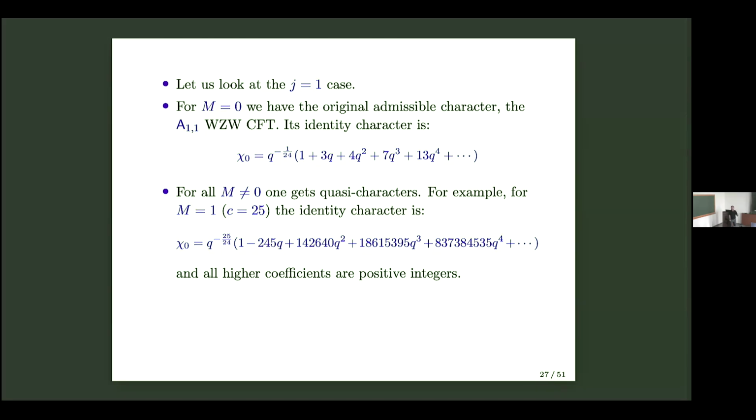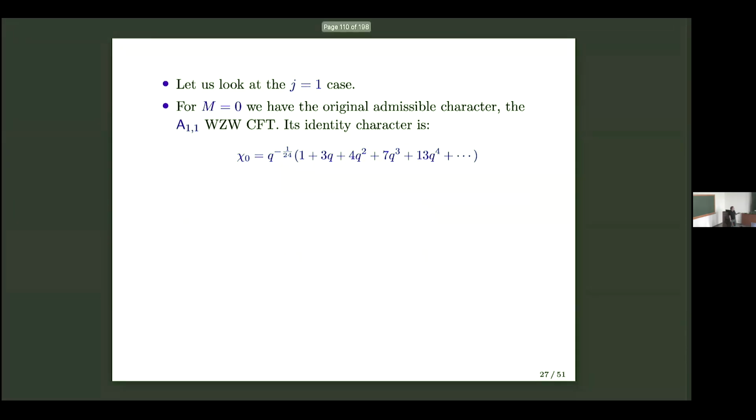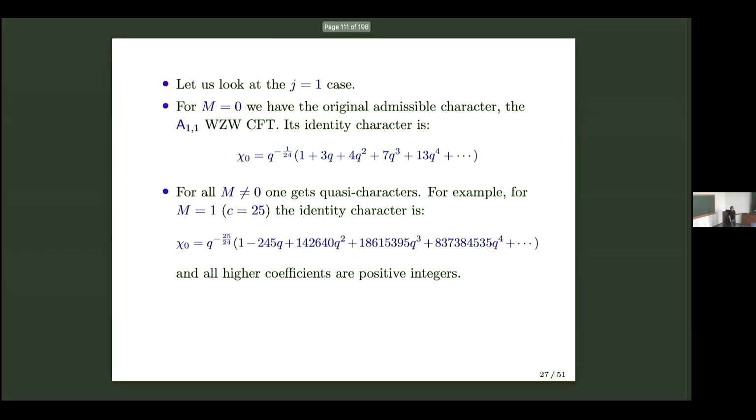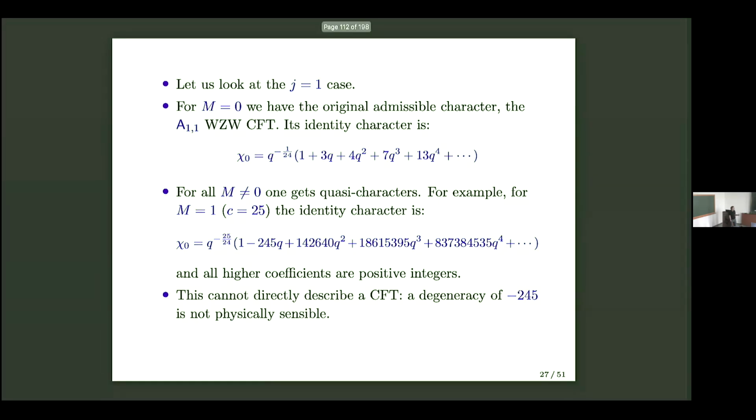But so there is a miracle. It's a special point where this happens. And this kind of miracle happens exactly at this list of values, 24m plus j, where j is exactly in that list. We deduced this by adapting the work of Kaneko, Zagier, and other authors, but then we verified it ourselves, and it's always true. But this can't describe a CFT. Various people have suggested that maybe this is some fermionic thing.